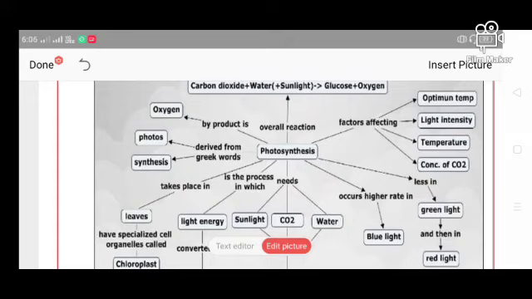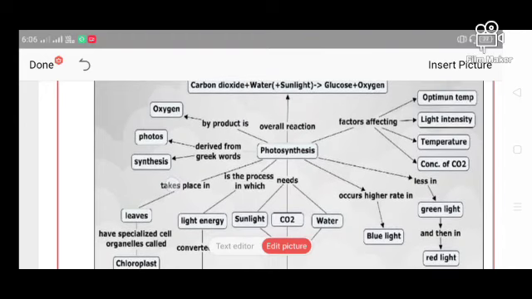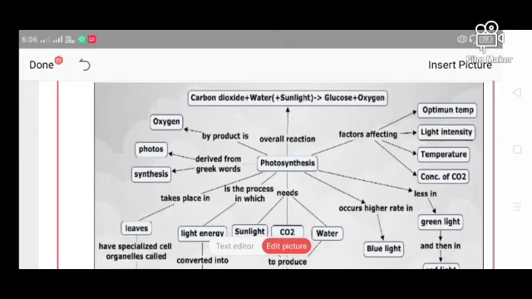So the different factors are affecting photosynthesis. What are they? These are the optimum temperature, light intensity, temperature, and the concentration of carbon dioxide gas. So what is the optimum temperature? It is the amount of temperature needed for the photosynthesis activity. That means it is between 25 degrees Celsius and 35 degrees Celsius in order to carry out the photosynthetic activities. Next one is light intensity.